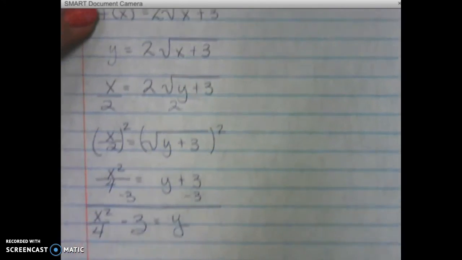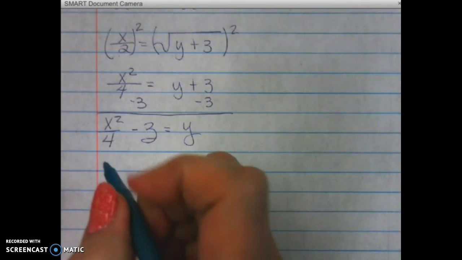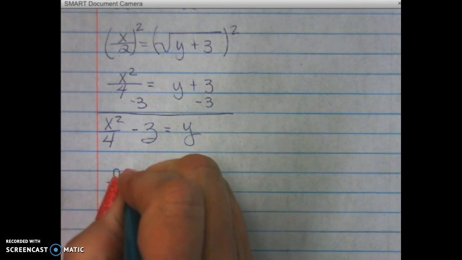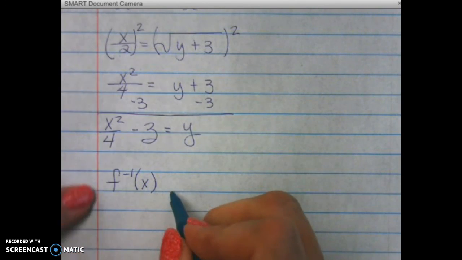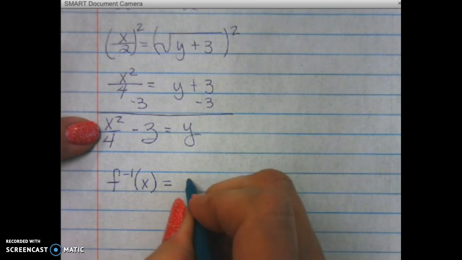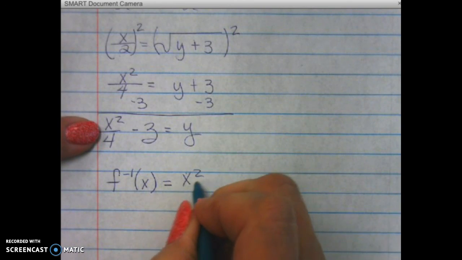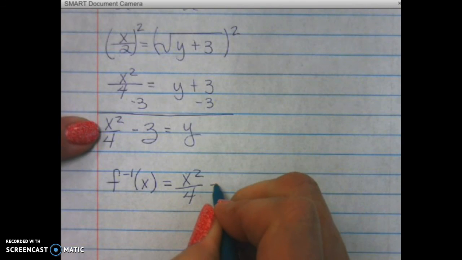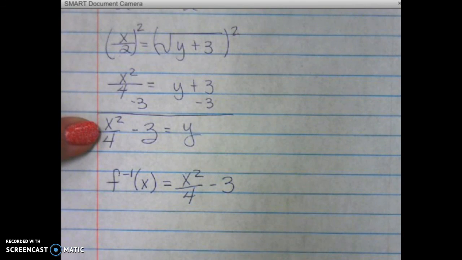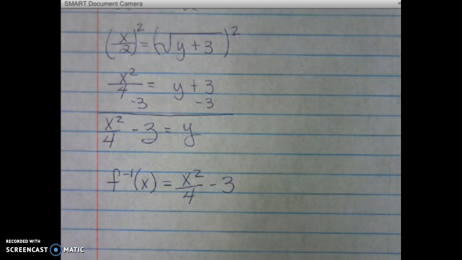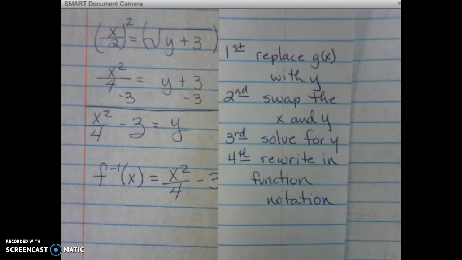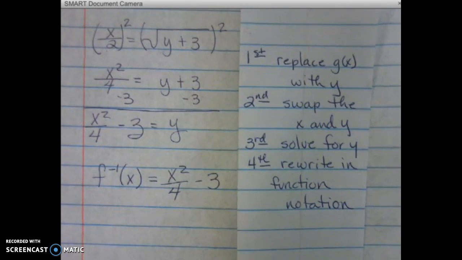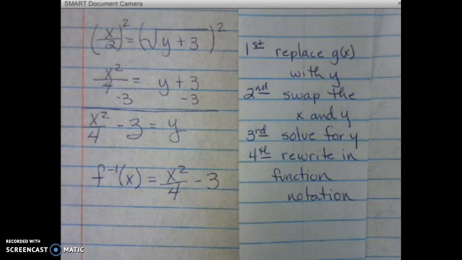I'm going to slide this over so I can slide up a little bit more. So the inverse of f of x is going to equal x squared over 4 minus 3. And that's how I do an inverse function. These 4 steps are the steps that you need to find the inverse. Thank you.